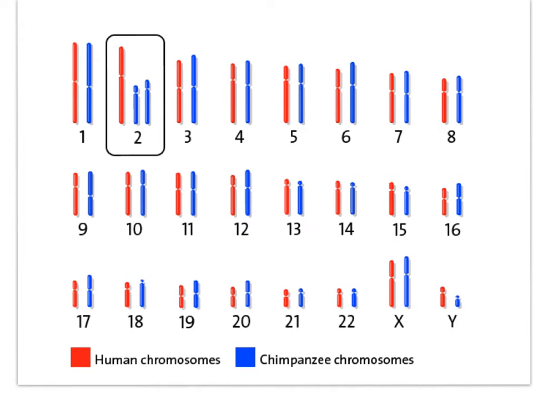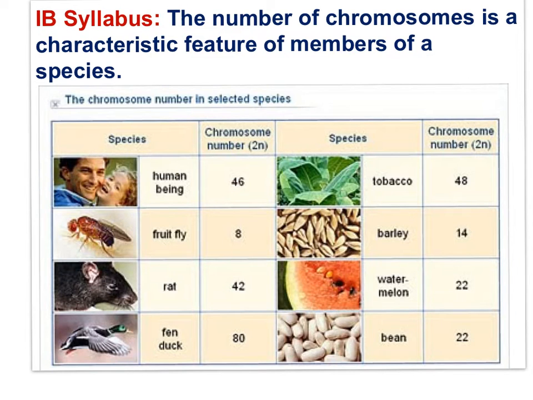Here is a slide that compares human chromosomes with chimpanzee chromosomes. The slide displays just the haploid number of chromosomes of each species, 23 chromosomes for humans and 24 for chimps. Once again, the number of chromosomes is a characteristic feature of members of a species. In this slide, we can see humans with 46, tobacco with 48, and the fruit fly with 8.